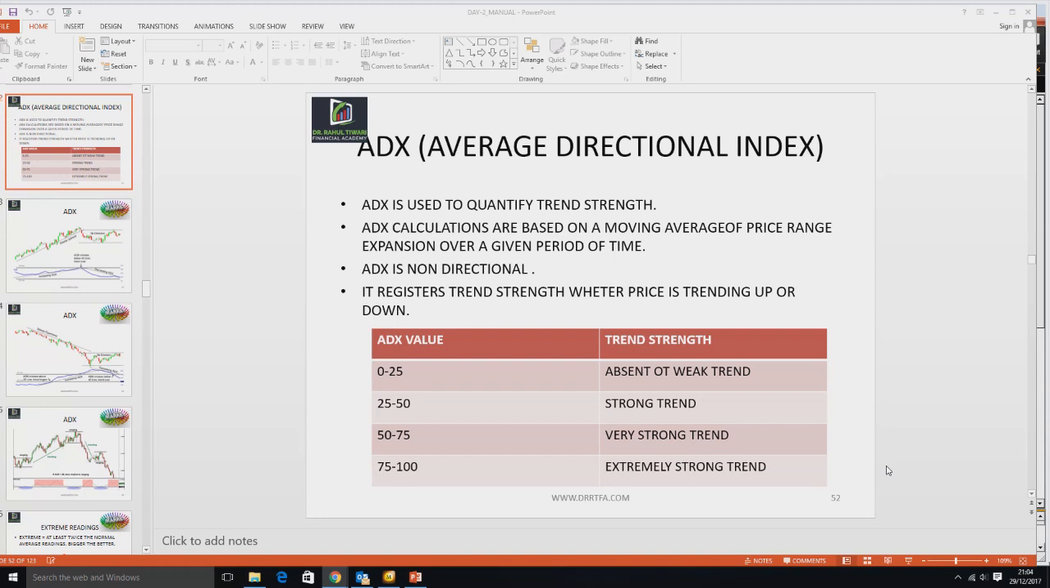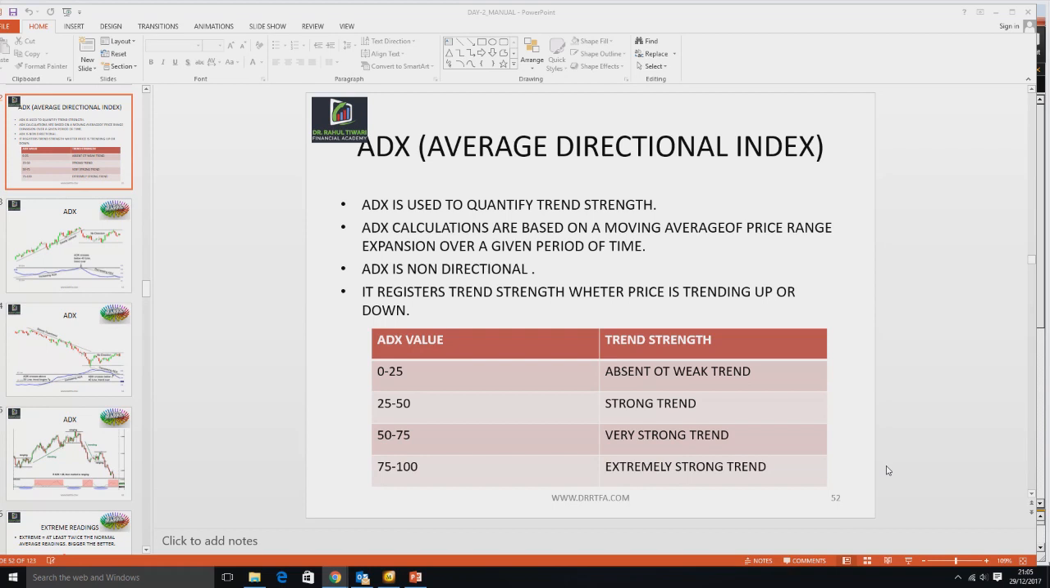All the ADX calculations are based on moving averages of the price range over a given period of time. Whatever your execution time frame is, and whatever your application time frame is, you have to decide that particular range, and then accordingly give thought to your particular direction and trade accordingly. As I said, it doesn't matter whether your direction is long or short. It is non-directional in nature, so it registers trend strength whether price is trending up or trending down.